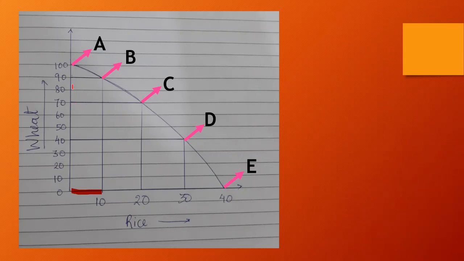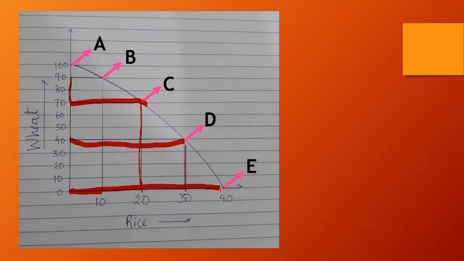Now when it has been reduced to 70, the production of rice has increased to 20 tons. When the production of wheat has been reduced to 40 tons, the production of rice has increased to 30 tons. And when the production of wheat is 0, the output of rice is at its maximum, that is 40.